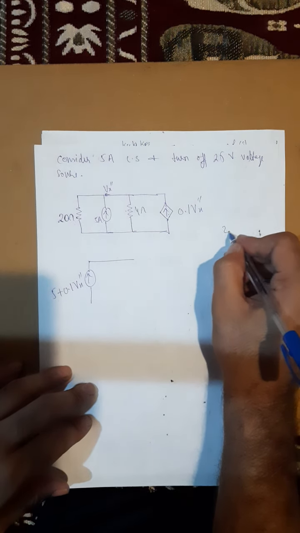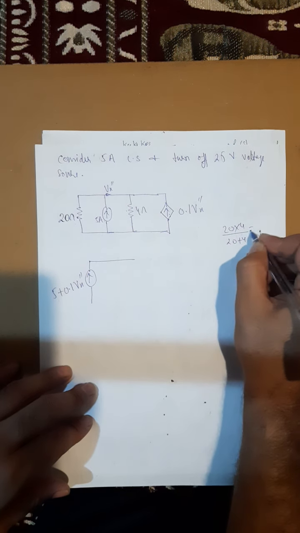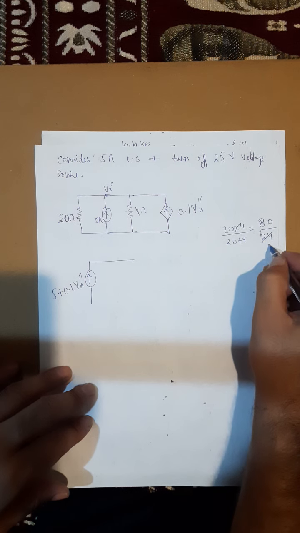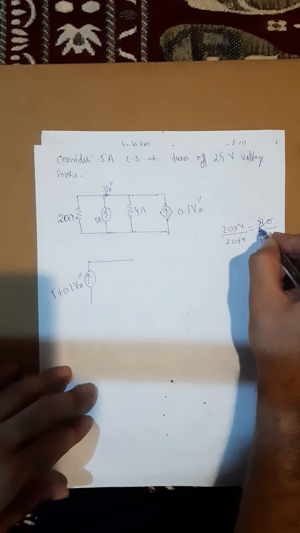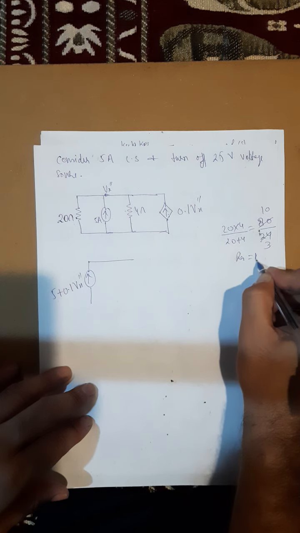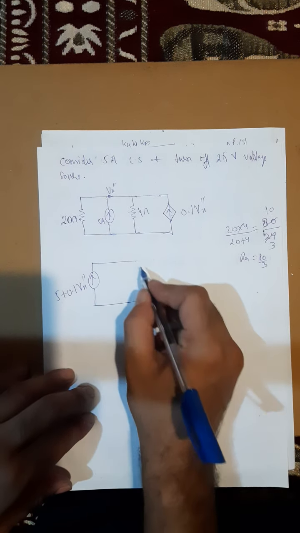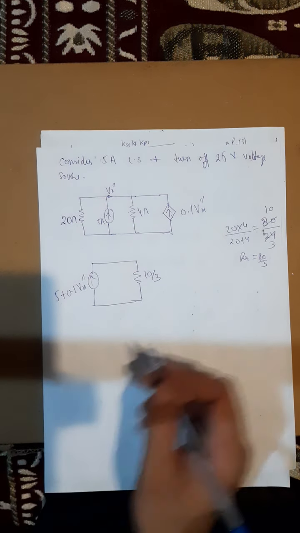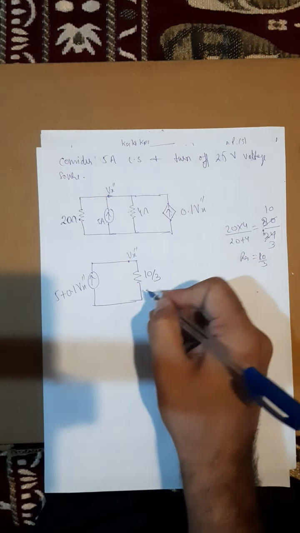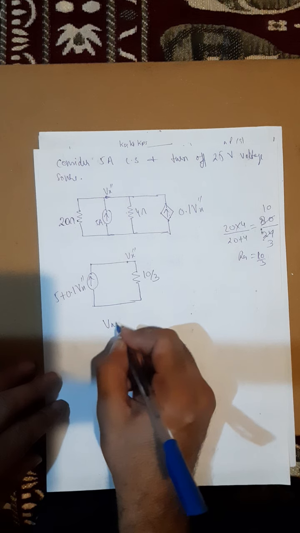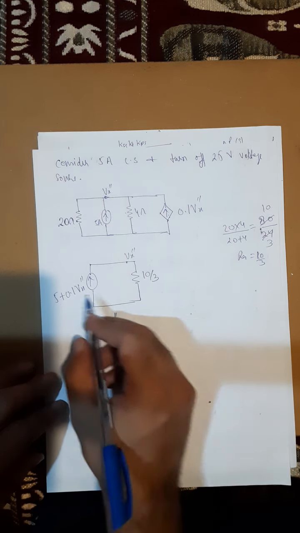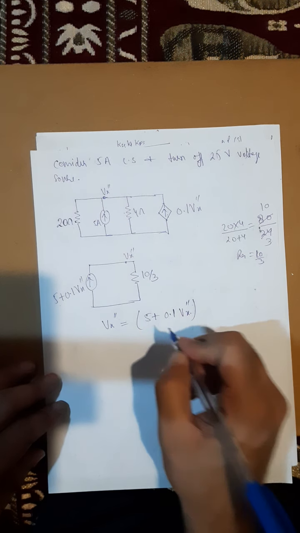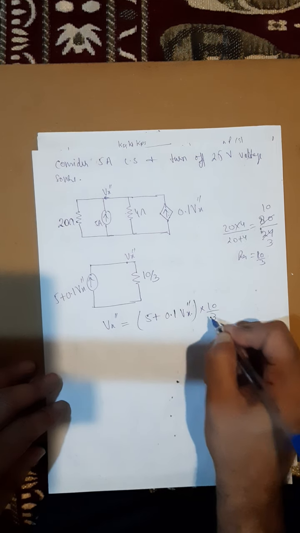resistance will be equal to 20 multiplied by 4 divided by 20 plus 4. So it will be 80 divided by 24, 8 3s are 24, 8 10s are 80. So R equivalent will be 10 by 3, in series with a resistor of resistance 10 by 3. So what is Vx double dash? Vx double dash is the drop in this resistor 10 by 3. So you know that Vx double dash is nothing but this current multiplied by this resistor, 5 plus 0.1 Vx double dash, multiplied by 10 by 3.